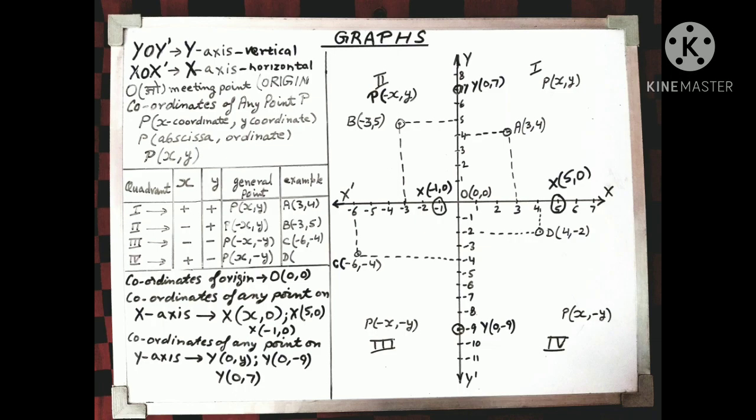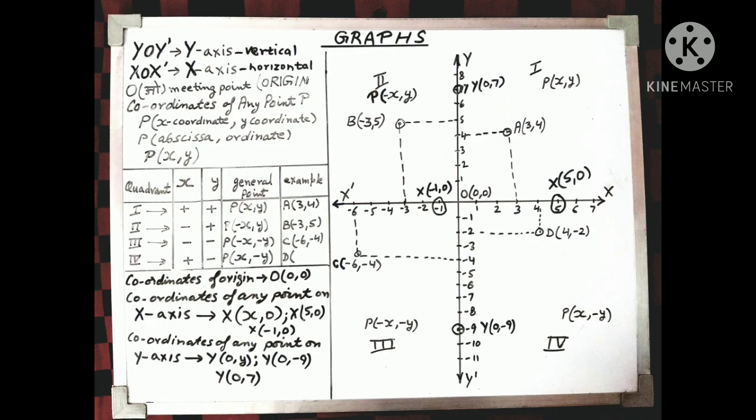In the third quadrant, the x coordinate as well as the y coordinate are both negative. So any general point will be represented as P(-x, -y), right? And lastly, we have the fourth quadrant where any point will be P(x, -y). The y coordinate is negative and the x coordinate is positive. So just by seeing a point, we can easily tell which quadrant it lies in, right?